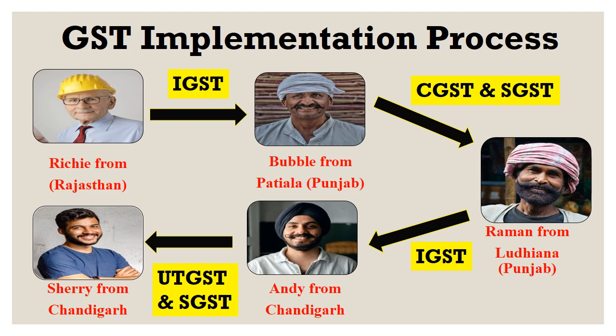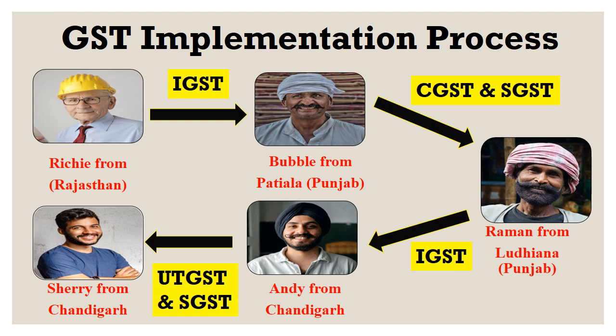Then Mr. Bubble has sold goods to Raman from Ludhiana. As both Bubble and Raman are within the same state, that is Punjab, we can say that it is intra-state supply. So both CGST and SGST will be charged on the sale of goods in this case. CGST will go to the center and SGST will go to the state government.